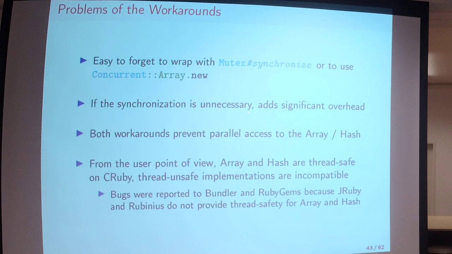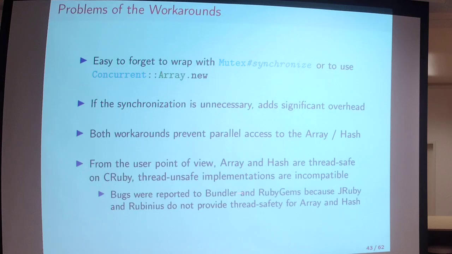Also, the synchronization is not necessary. Typically, these two add significant overhead. And they currently only allow sequential access to the array, which is sad because if you access different parts of the array, you should be able to do that in parallel, but actually you can't. I think the biggest point is that Array and Hash are thread safe on Ruby, and if they are not on an implementation, that's just an incompatibility.